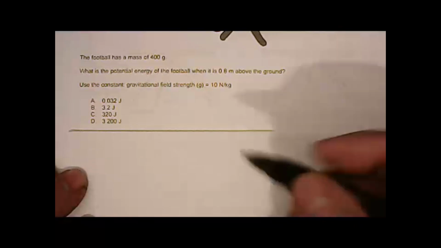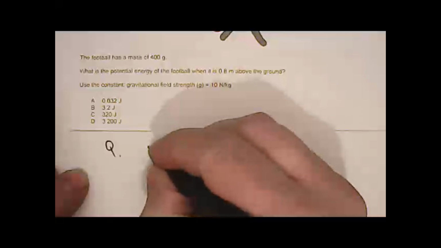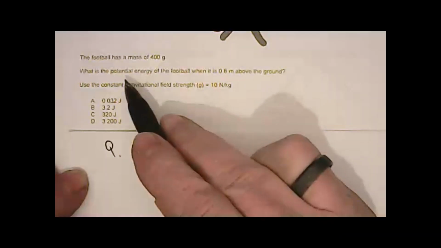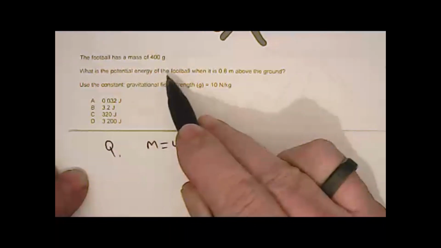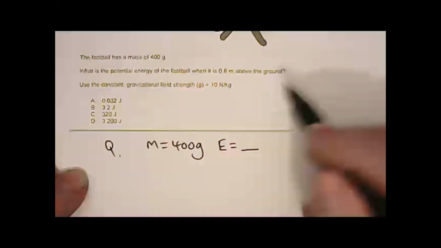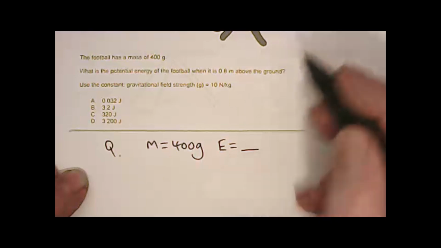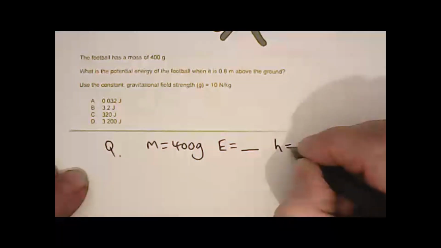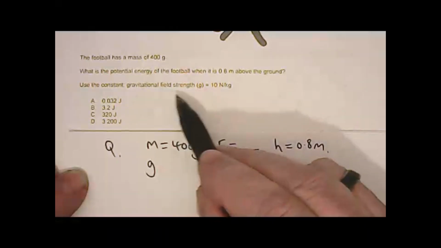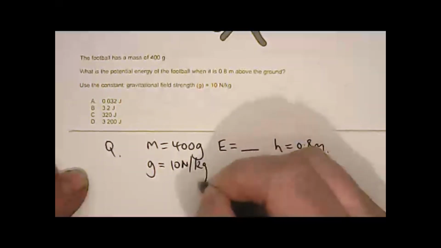Okay, so we're going to write out our quantities. So Q for quantities, we've got a mass of 400 grams. It's asking me what is the potential energy of the football, so energy equals, don't know. When the football is 0.8 meters above the ground, well, a distance above the ground is going to be height, 0.8 meters. And it's asking us to use gravitational field strength g equals 10 newtons per kilogram.